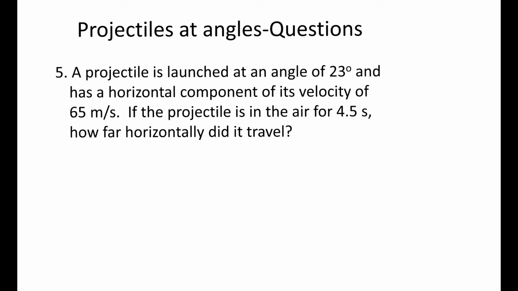Number 5, a projectile is launched at an angle of 23 degrees and has a horizontal component to its velocity of 65 meters per second. The projectile is in the air for 4.5 seconds. How far horizontally did it travel? So this one we're going to need to do some.